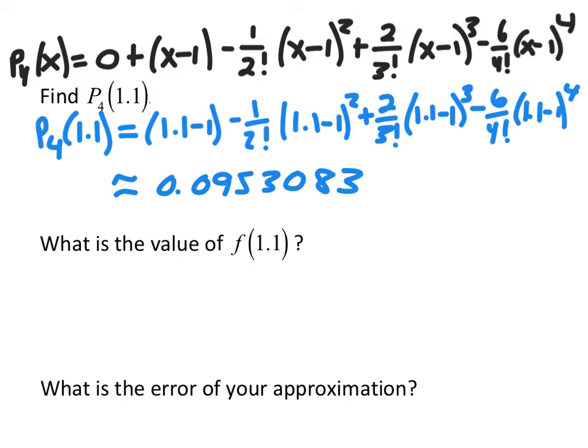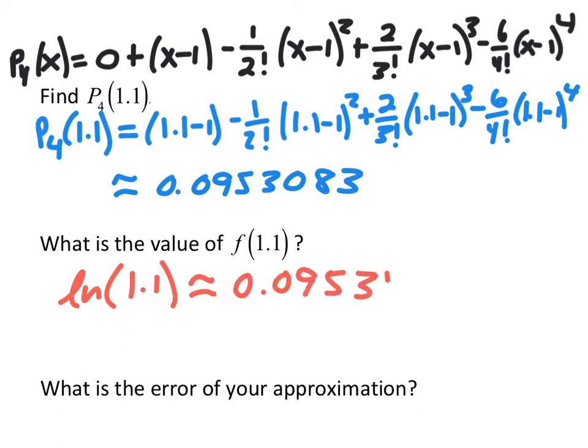It's not exact because I formed a Taylor polynomial to approximate it, but what I really want to do is compare: how would that actually compare to the original natural log of 1.1? If I want to find f of 1.1, that's just taking natural log and plugging in 1.1, and this is where you would use your calculator. So natural log of 1.1 is approximately 0.095332. Notice they're very, very close together.